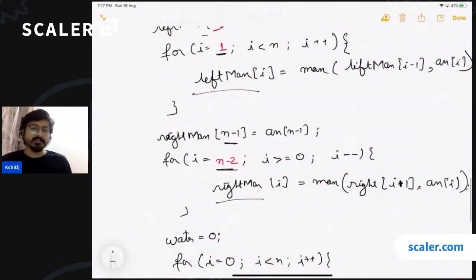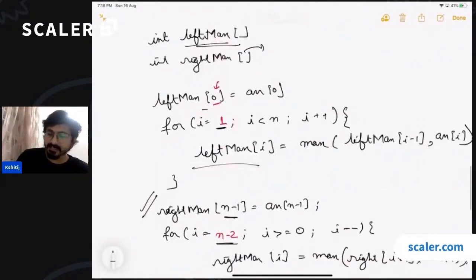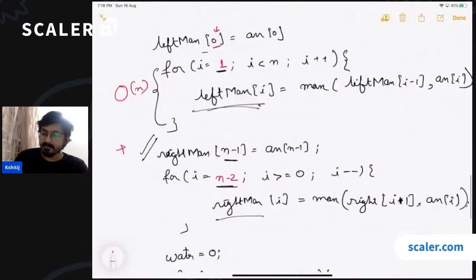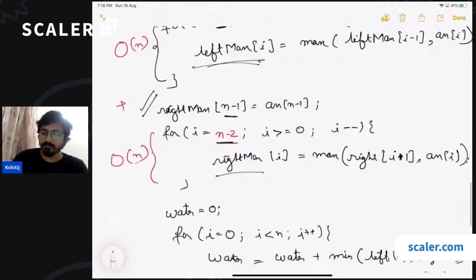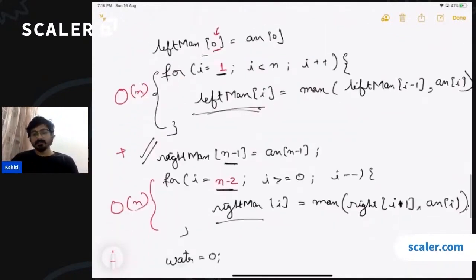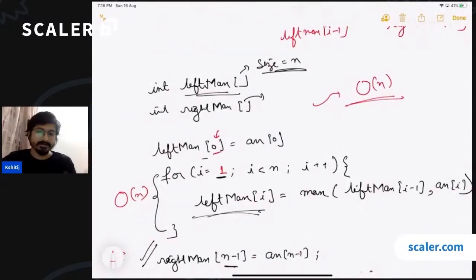What is the time complexity of this approach? First, in this code, we are populating the left max array. For each and every bar, we need to find the left max. So this is going to be order n, plus this loop is also going to be of order n, plus this loop is also going to cost order n. So the total time complexity of this approach is order 3n, which asymptotically is the same as order n.